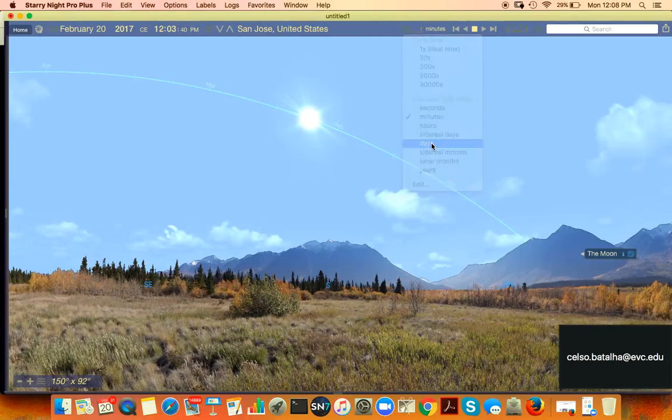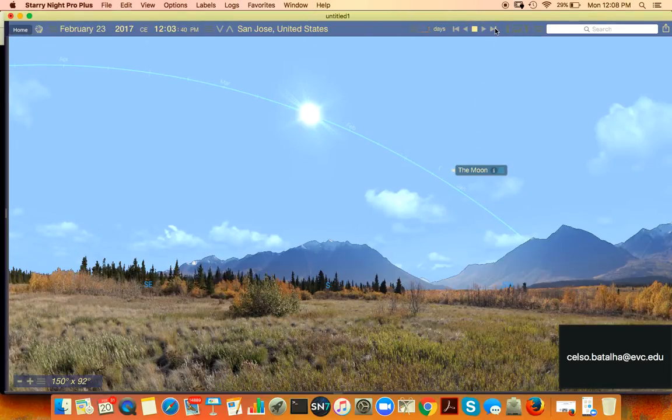Since, as we are learning, the moon, with respect to the stars in the background, moves towards the east about 12 to 13 degrees per day, every day we expect to see the moon approaching the sun. Look at that. This is for tomorrow, February 21st, and then the 22nd. See the moon right here?